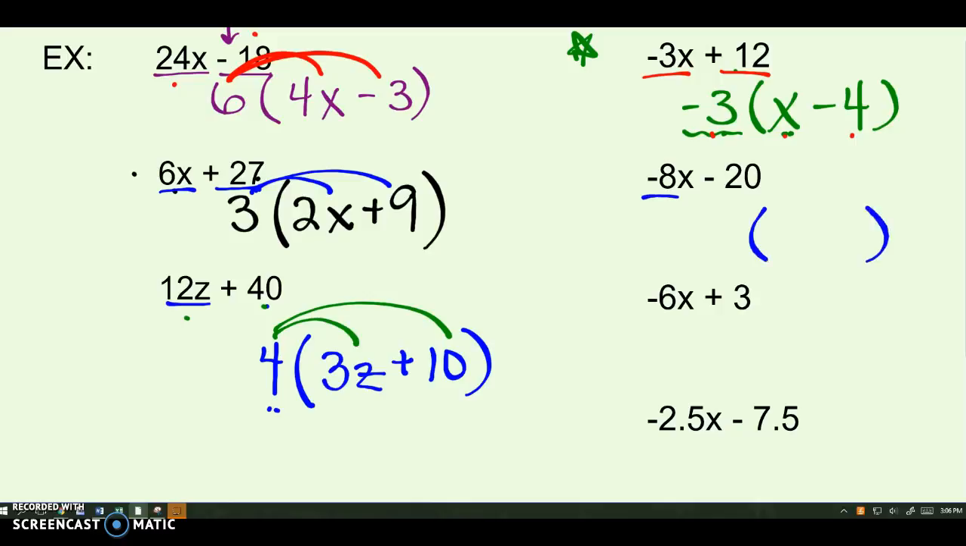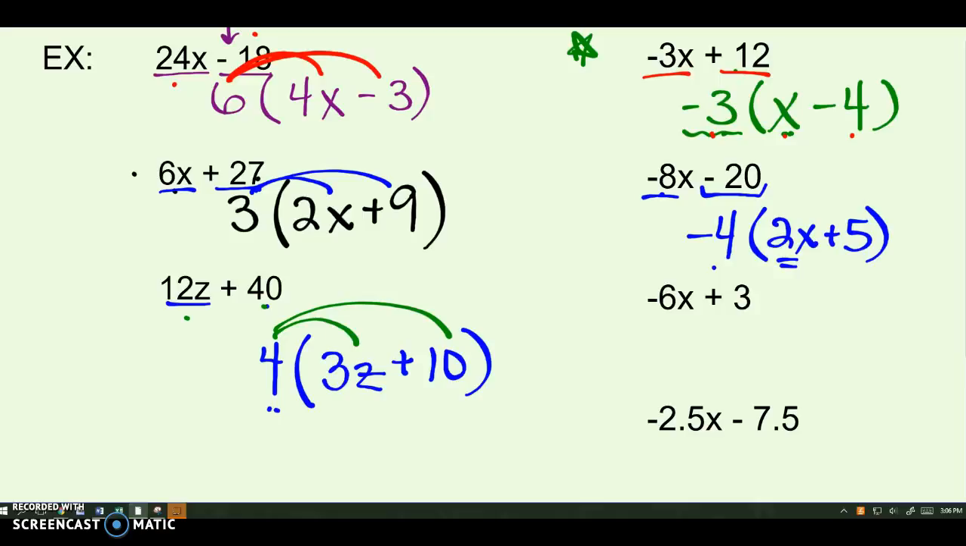And the biggest thing that goes into 8 and 20 would be 4. So negative 4 is my greatest common factor. Then negative 8x divided by negative 4 is positive 2x. That's what we wanted. We wanted that to be a positive inside the parentheses. And then negative 20, remember that's all negative 20 divided by negative 4 is positive 5.